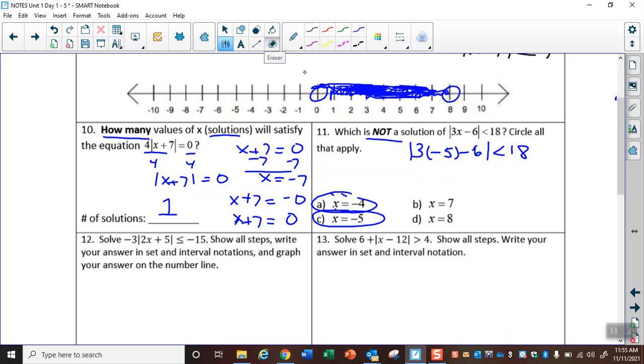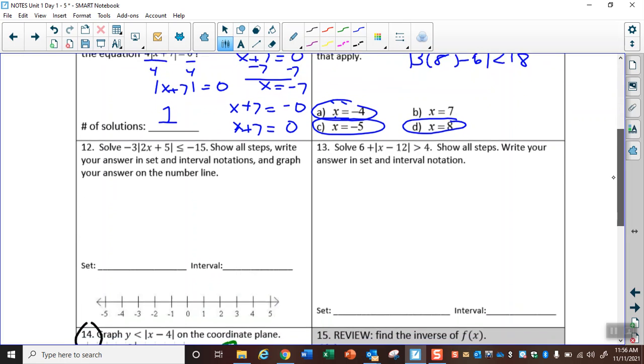And then you could put in a 7. -21 minus 6 is 14. Is 14 less than 18? Oh, yes, that is a solution. And then you could try 8. 24 minus 6 is 18, and the absolute value of 18 is 18, but 18 is not less than 18, so that would be not a solution. And that is one way to do that.